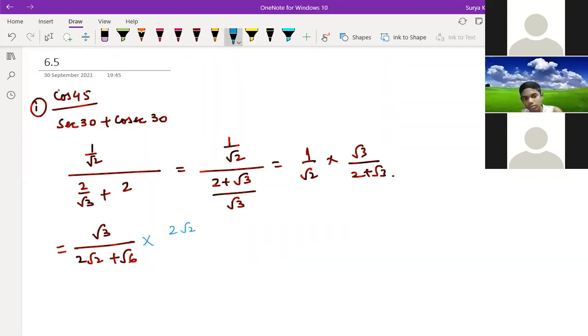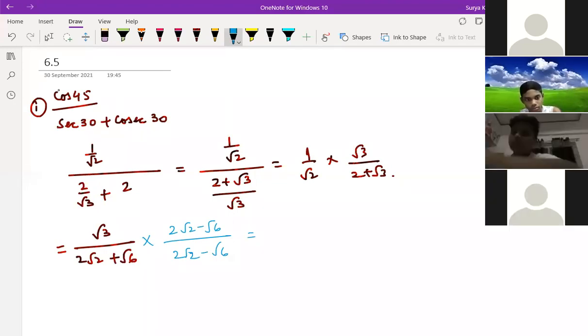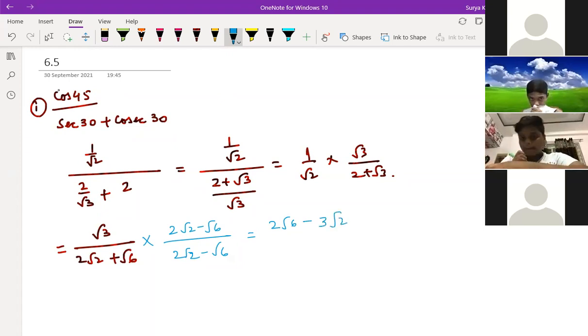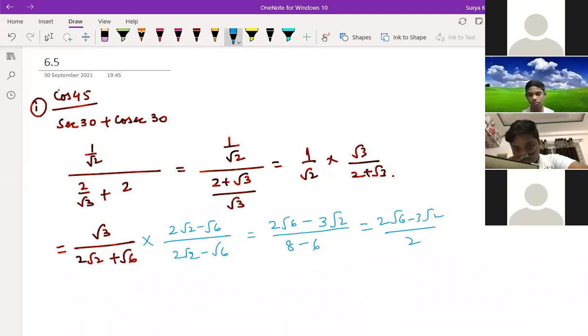So this means 2 root 2 minus root 6 divided by 2 root 2 minus root 6, right? So root 3 into root 2, root 6. So 2 root 6 minus root 18. Root 18 is nothing but 3 root 2, correct? 2 root 2 means 2 2s are 4, 4 2s are 8. 8 minus 6. So 2 root 6 minus 3 root 2 divided by 2.